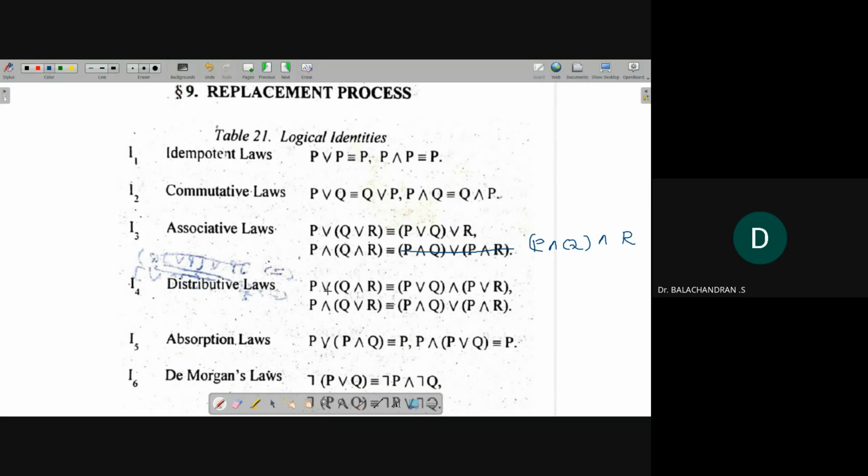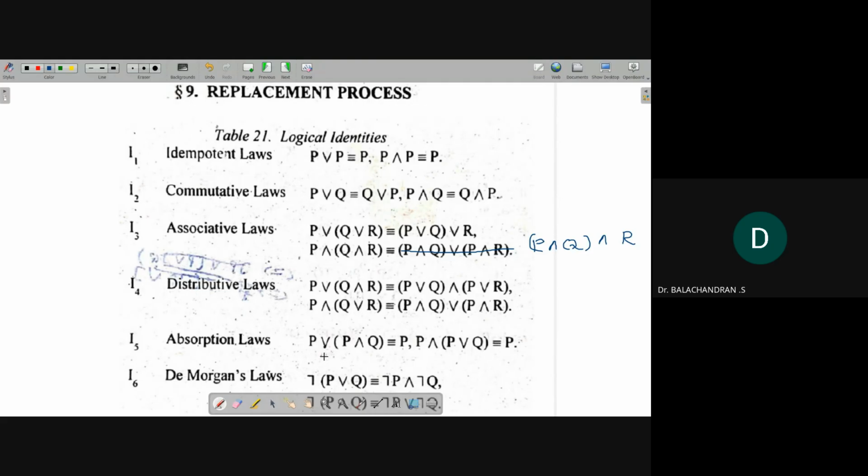Next, distributive law. P or (Q and R) is equivalent to (P or Q) and (P or R). So replace or by and, and and by or. You can check here, or by and, and by or, and here or by and. So you should remember this distributive law.